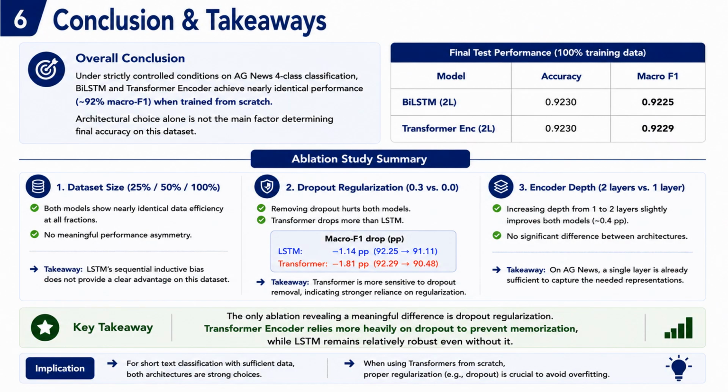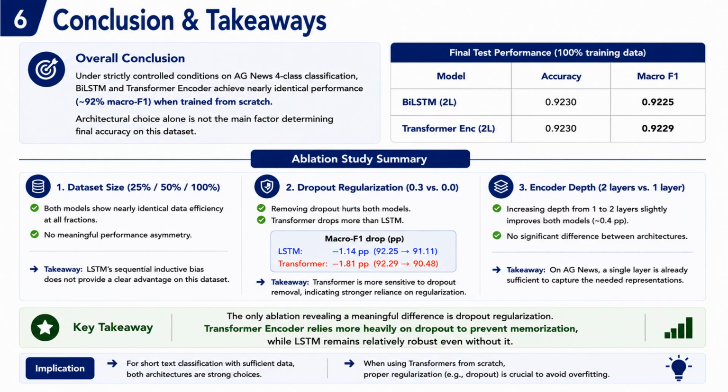To conclude, we performed a controlled comparison between a bi-LSTM and a transformer encoder, both trained entirely from scratch under identical experimental conditions. Our results show that both models achieved almost identical performance with approximately 92.3% macro F1, indicating that the encoder architecture alone does not create a meaningful performance difference on the AG News dataset.